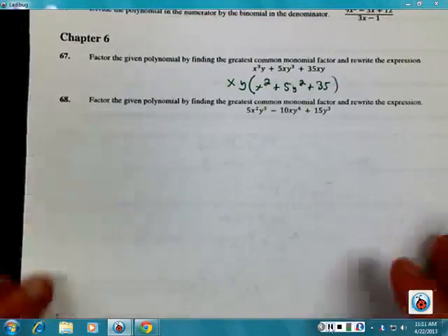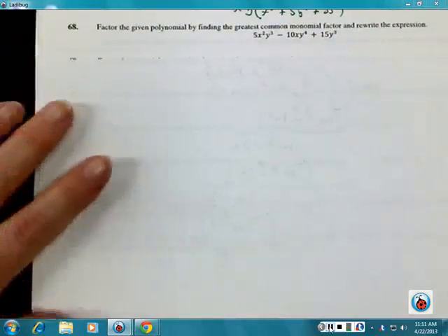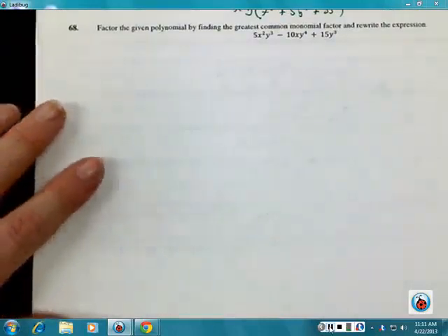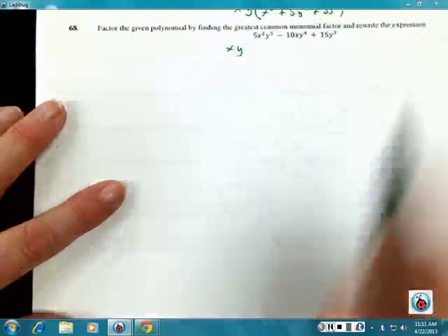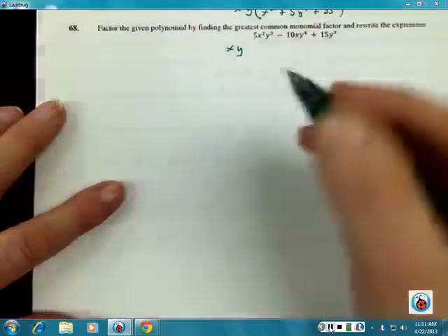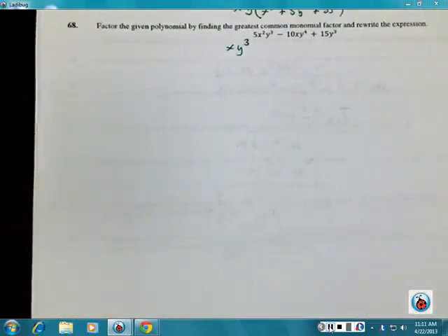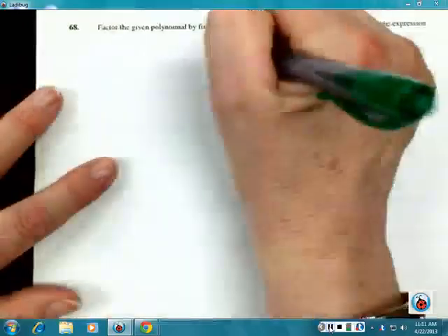And the next one? Factor the given polynomial, find the greatest common factor, or common monomial factor. Pull out a y squared. Actually y cubed. Can I get y cubed out of there? Yes. Can I get any numbers? 1 and 5, 2 and 5. Pull out a 5.